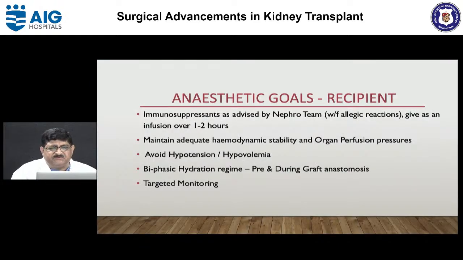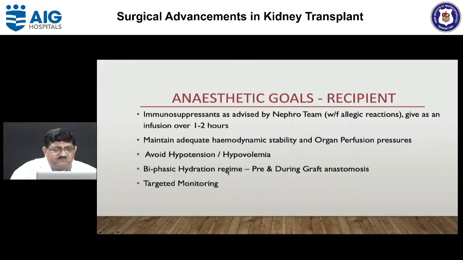As far as anesthetic goals in the recipient are concerned, immunosuppressive therapy is given as advised by the nephro team. Generally, ATG or, in addition, methylprednisolone is given before the clamp release, and we maintain stable hemodynamics and organ perfusion pressures. Avoidance of hypertension and hypovolemia is mandatory. So we avoid giving antihypertensives 1 day prior to surgery, so that whatever the cause of hypertension can be minimized.